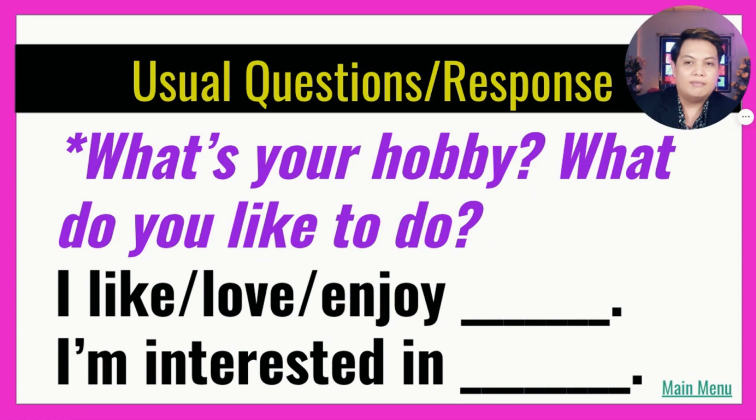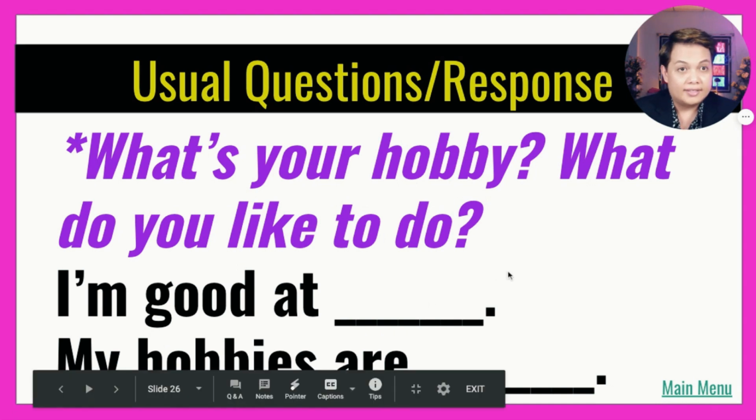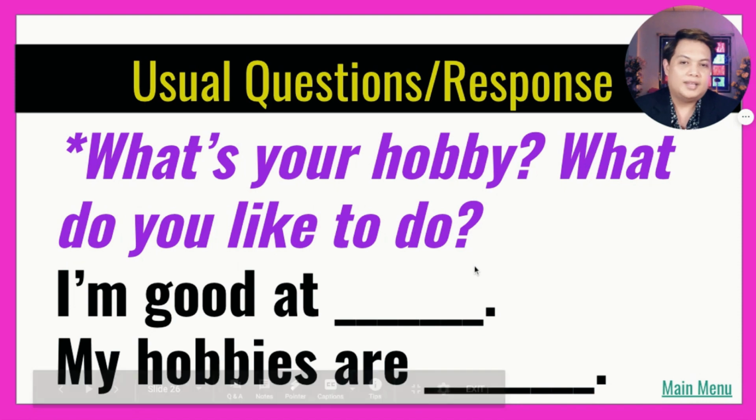Okay, for example, for me, I'm interested in playing chess. For the first answer, I could say, I love singing, or I love baking or cooking. So things like that. Here you could also say, I'm good at. You could mention a sport that you're really good at. You could say, I'm good at football. For me, I'm good at playing badminton. Or you could simply say, my hobbies are, followed by the things that you do during your free time.